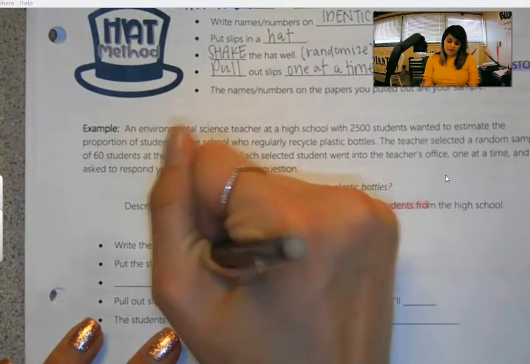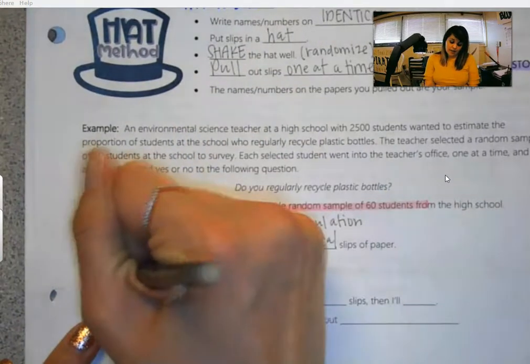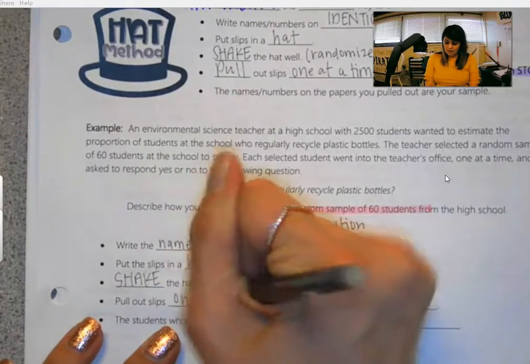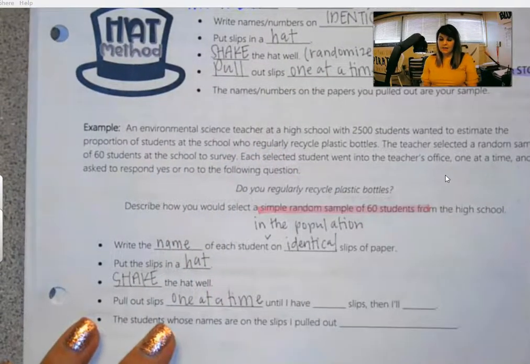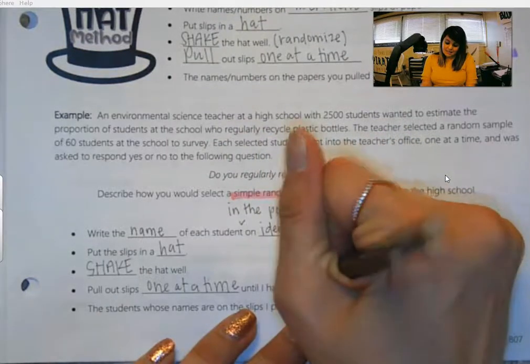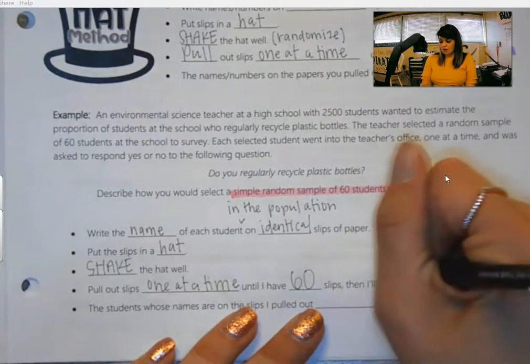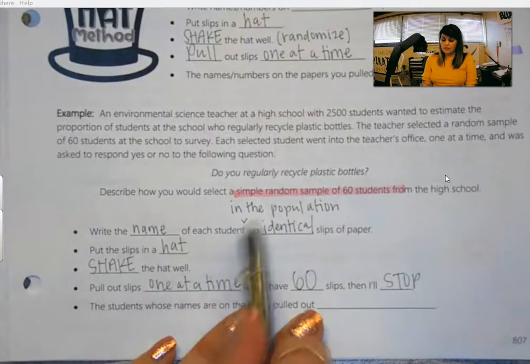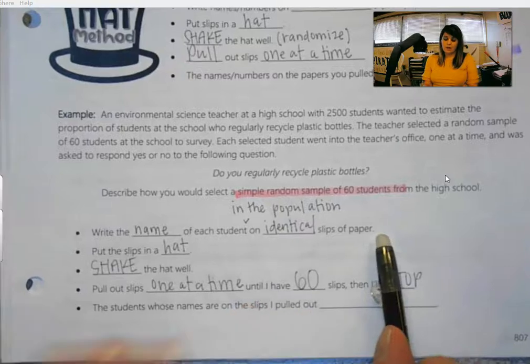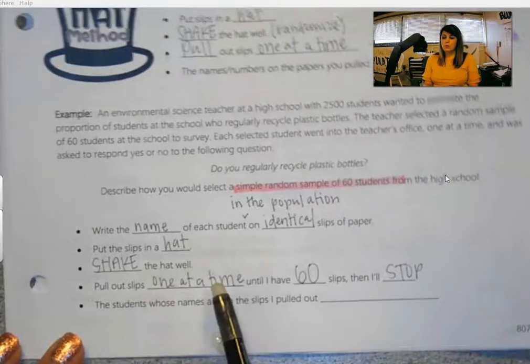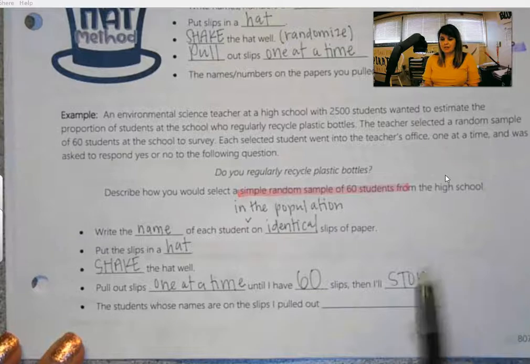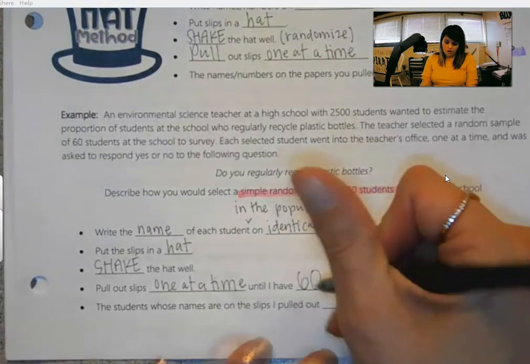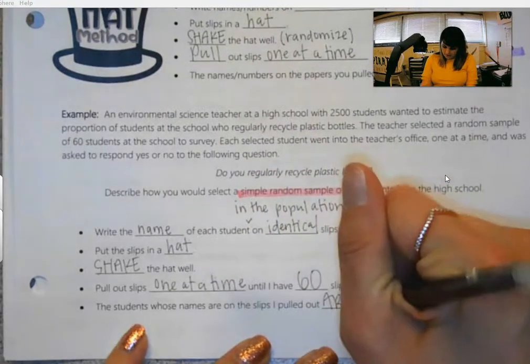Put the slips in a hat. Shaky shake the hat. Pull slips out one at a time until you have 60 slips. Then stop. Write the name of each student in the population on identical slips of paper. Put them in a hat. Shaky, shaky, shake. Pull out one at a time until you have 60, then stop. The students whose names are on the slips that you pull out are my sample.